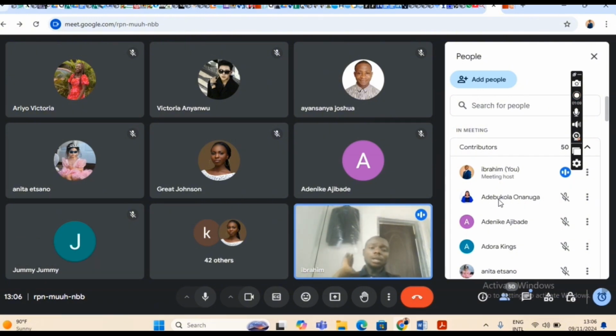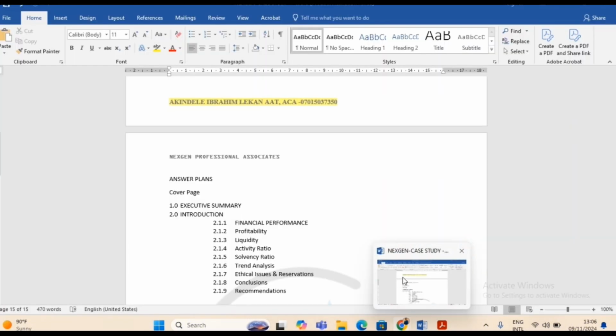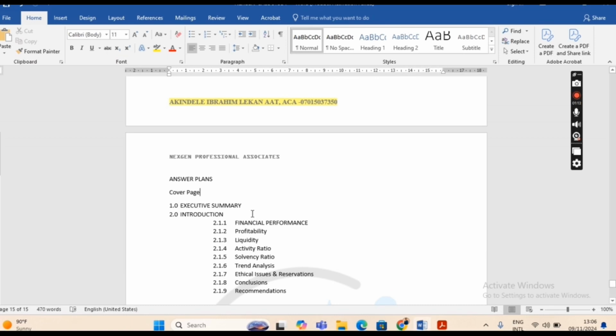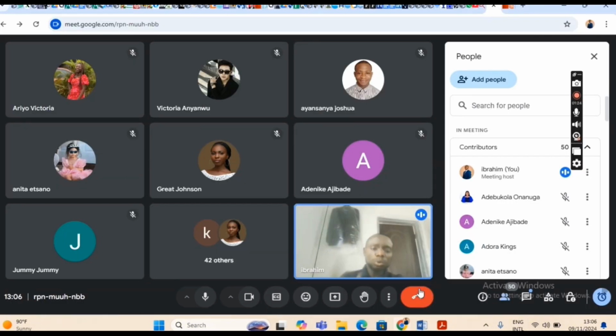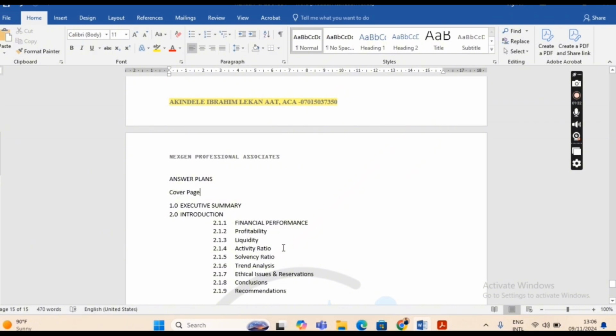Now, what will be in your answer plans? First is your cover page. Secondly, your executive summary. This answer plan will be just like a guide for you that, oh, this is the first thing I need to do. After the cover page, I need to do the executive summary. This is just like a guide, right? Then introduction. You have to introduce your report. We'll get there. Then the body of your report, which is your financial performance.